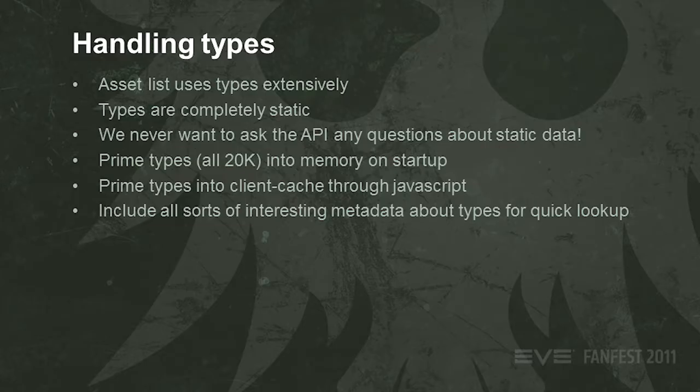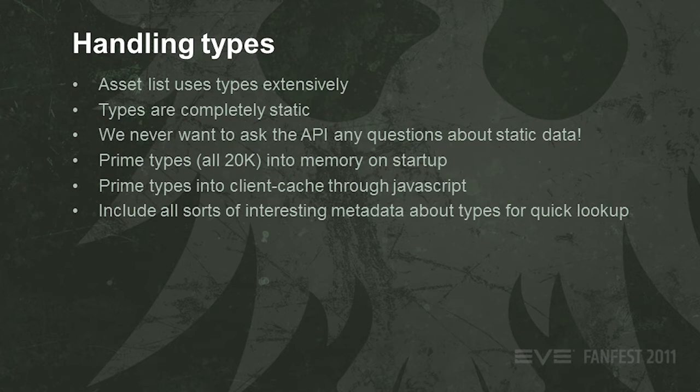So the asset list uses types extensively. And types are luckily very, very static. So even though you should not ever ask the API for questions about static data, because we collect your user IDs and we send you angry emails every now and then. No, we don't. But you shouldn't do it. So what I do is I just prime all the types with a bunch of metadata into memory, because I know I'm going to be looking it up quite a bit. So there's no reason for me to be doing it just in time or anything like that. I just cache it all into memory, and it simplifies the model quite a bit.